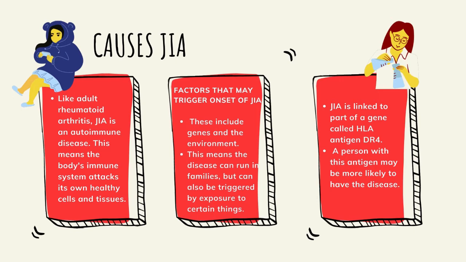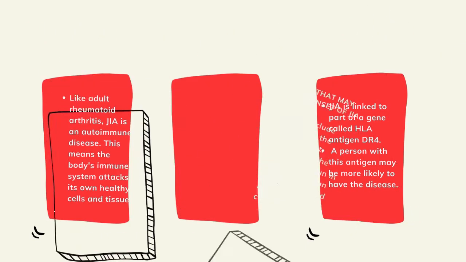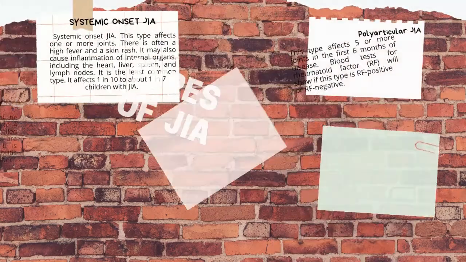Causes: like adult rheumatoid arthritis, JIA is an autoimmune disease. This means the body's immune system attacks its own healthy cells and tissues. JIA is caused by several things. These include genes and the environment. The disease can run in families but also can be triggered by exposure to certain things. JIA is linked to part of a gene called HLA antigen DR4. A person who has this antigen may be more likely to have the disease.